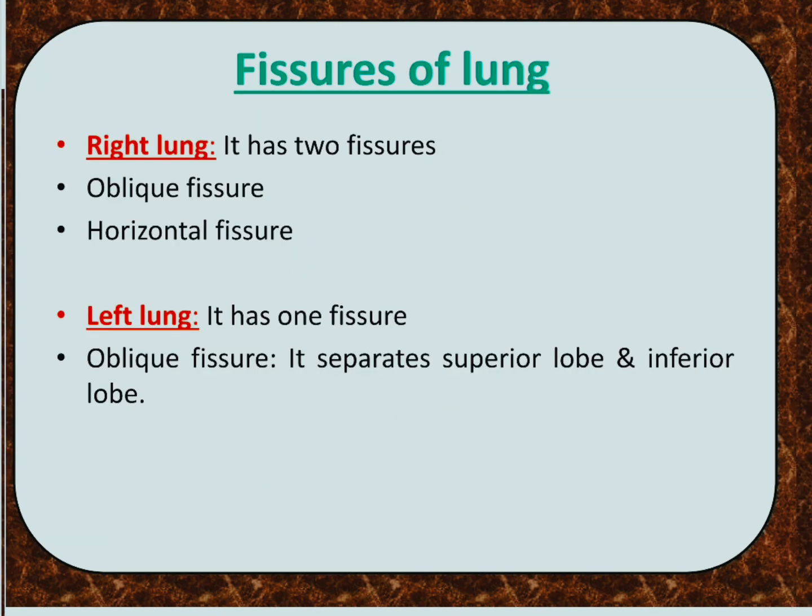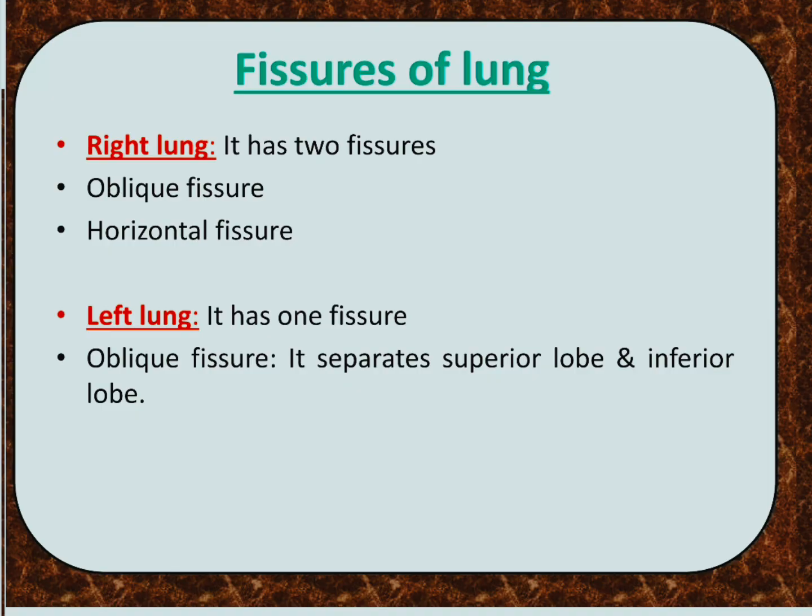Next is fissures of lung. Right lung has 2 fissures: oblique fissure and horizontal fissure. Left lung has 1 fissure, the oblique fissure. It separates the superior lobe and inferior lobe. So the right lung has two fissures and the left lung has one fissure.